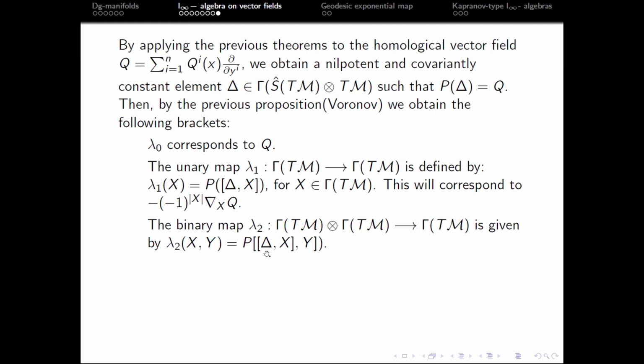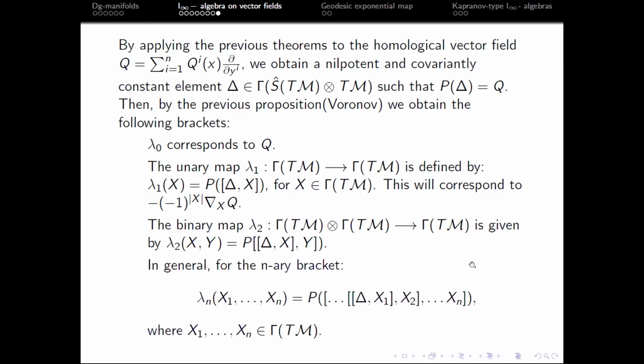For the binary map, we will have an expression that looks like this. Okay. I'm not showing the precise expression for the higher maps. I'm just telling you that the general formula looks like this if we apply this proposition. The main thing is that this L-infinity-algebra has the property that it has curvature, and that the unary map looks like the covariant derivative along x of the vector field Q.